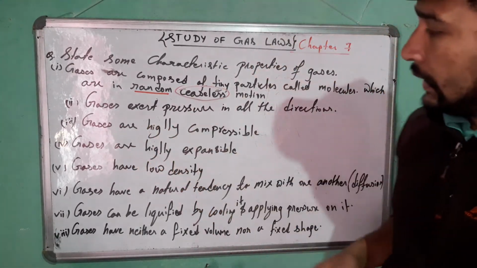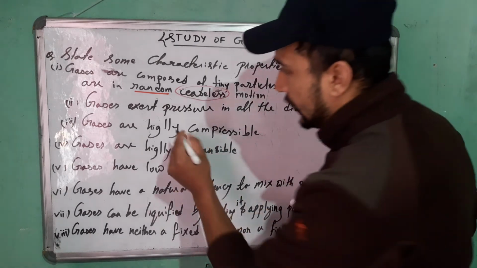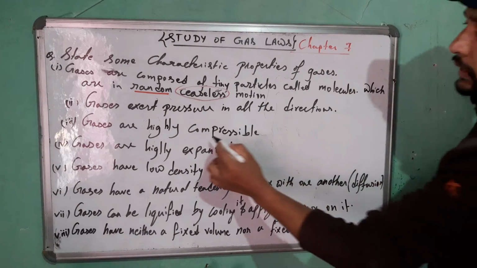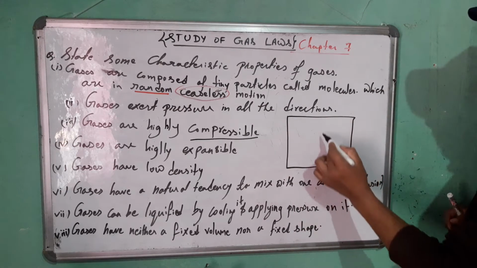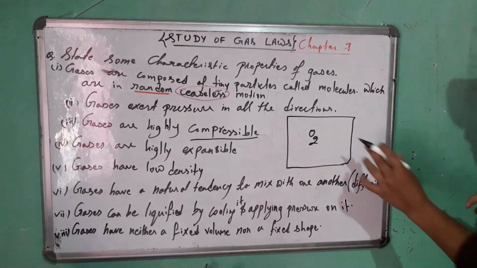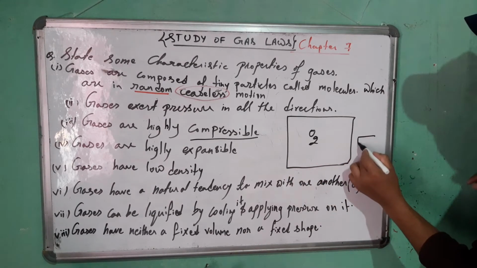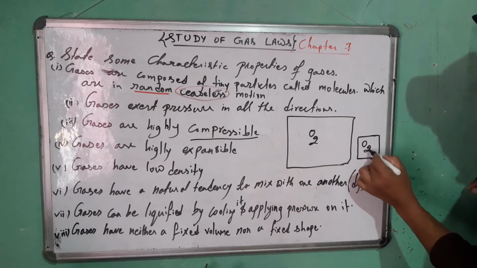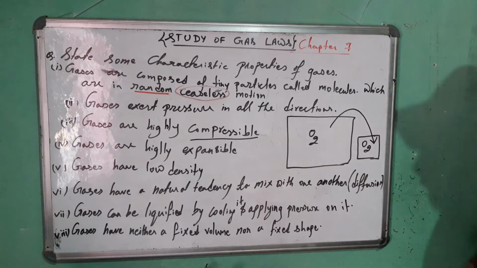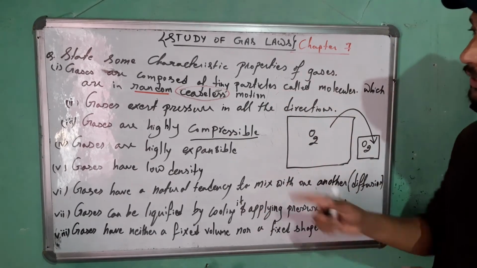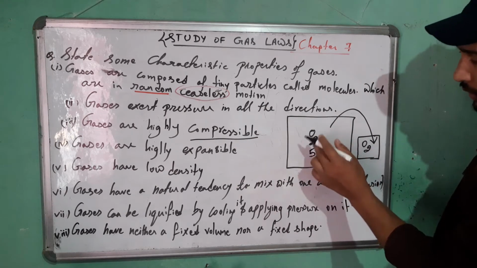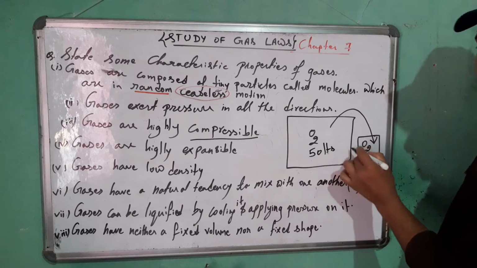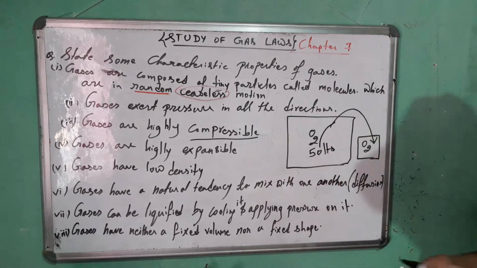Next, gases are highly compressible. This word means, suppose you have oxygen gas in this big container, this gas can be compressed and kept in a smaller container. All these gases can be kept here. It can be compressed, its volume can be decreased. That is compressible. Gases are highly compressible. Suppose you have 50 liters of gas, you can compress it and make its volume a little lesser. That is the third statement.